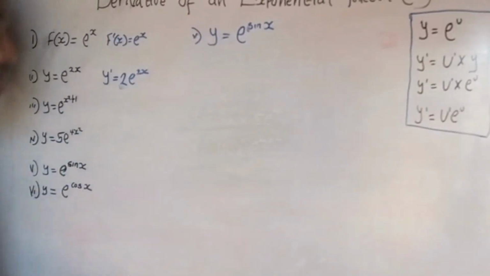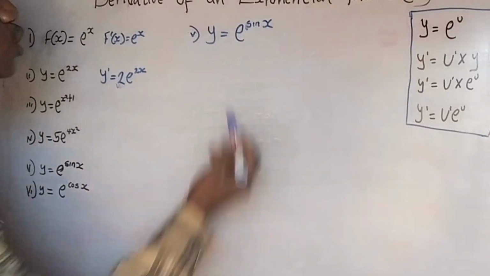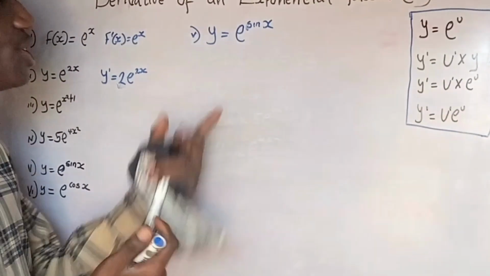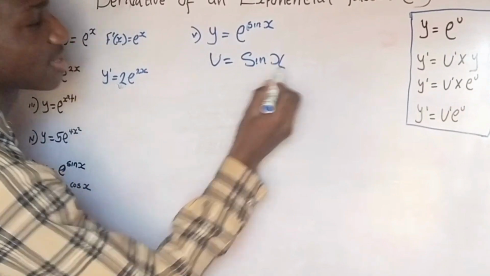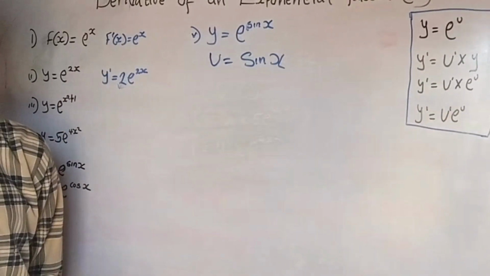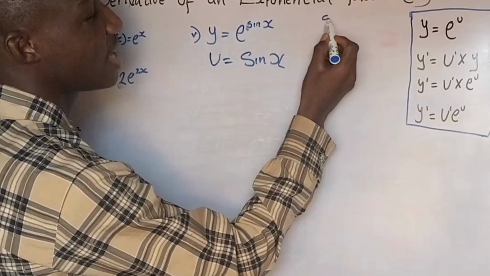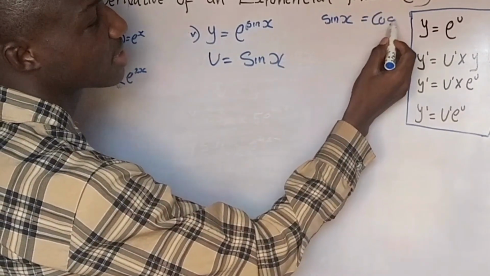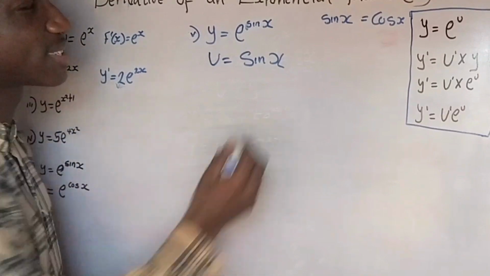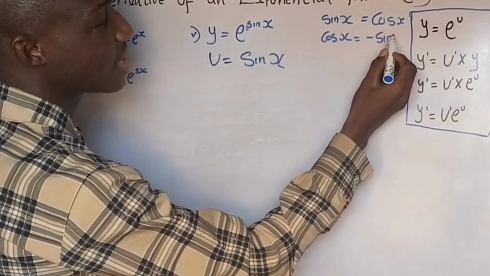Now, the fifth question we have, y is equal to e raised to the power of sine x. Don't forget, using the same approach, we have to set u equal to the power to which the exponential e is raised. In that case, I'm going to have u is equal to sine x. And in differential calculus, if you differentiate sine x, it will give cos x. And if you differentiate cos x, it is equal to minus sine x.